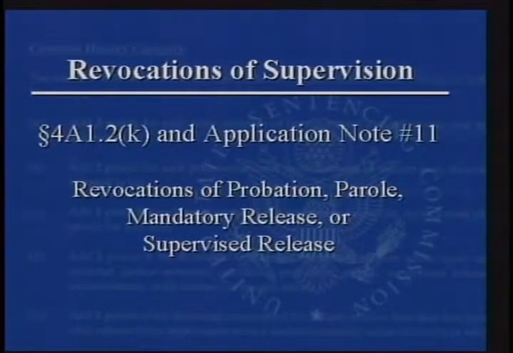So if we look at subsection K in Application Note 11, we're dealing with revocations of probation, parole, mandatory release, or supervised release. And what's important to remember is we have to come to some understanding of how to reconcile a prior sentence for which a sentence was imposed initially, and now we have a revocation. How do we reconcile those to assign criminal history points? And that often causes some confusion.